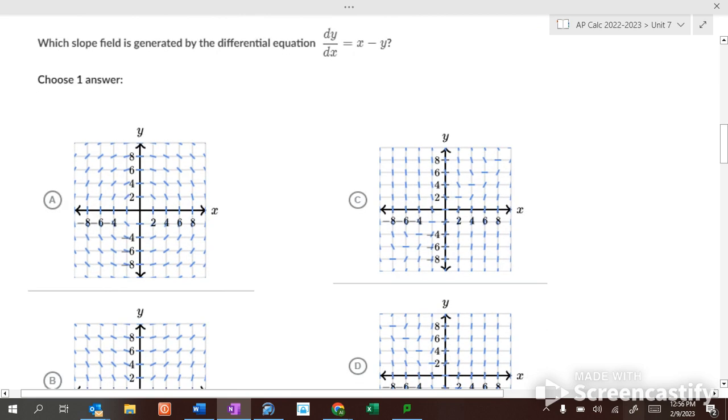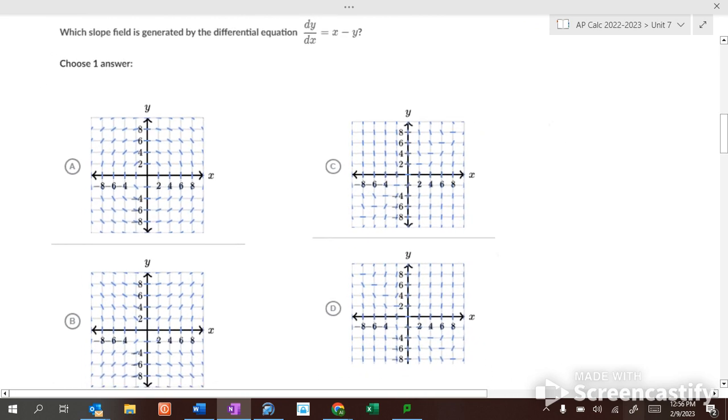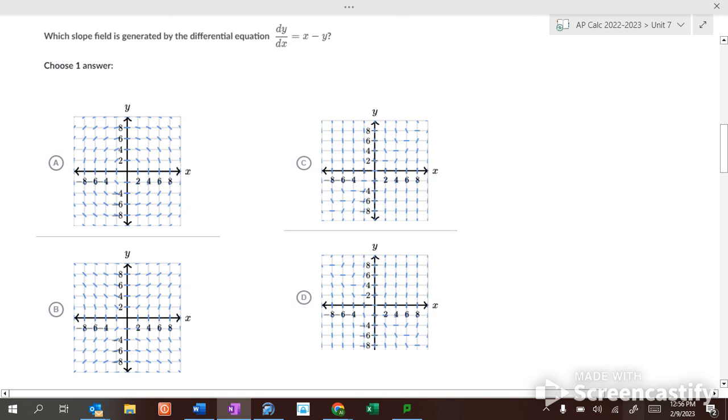So which of these would be the slope field for x minus y? For me, I don't try to memorize what the equation is supposed to look like. I just start picking out points and figuring out what the slope is. At (1, 1), 1 minus 1 is 0. At (1, 1), it should be 0.